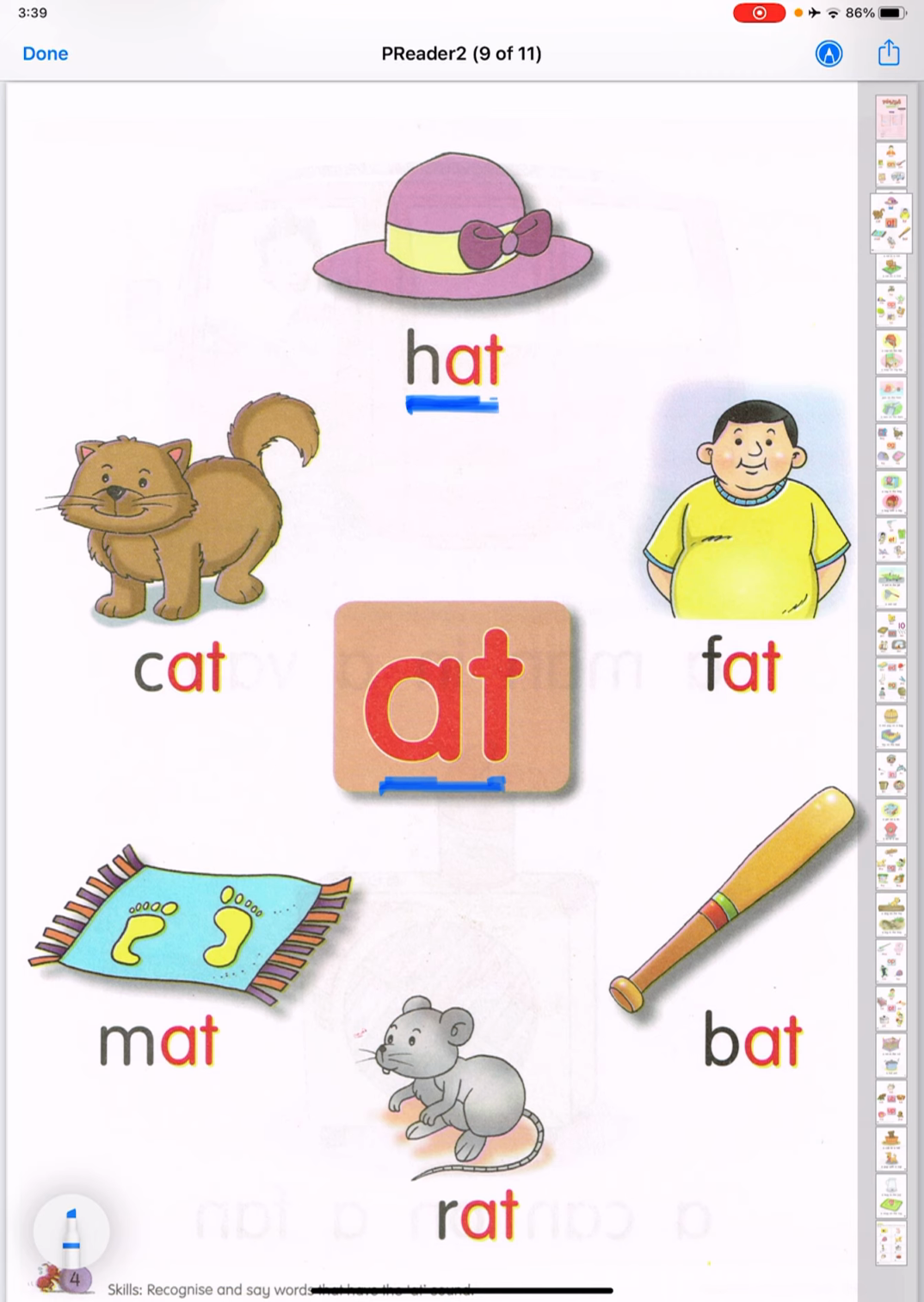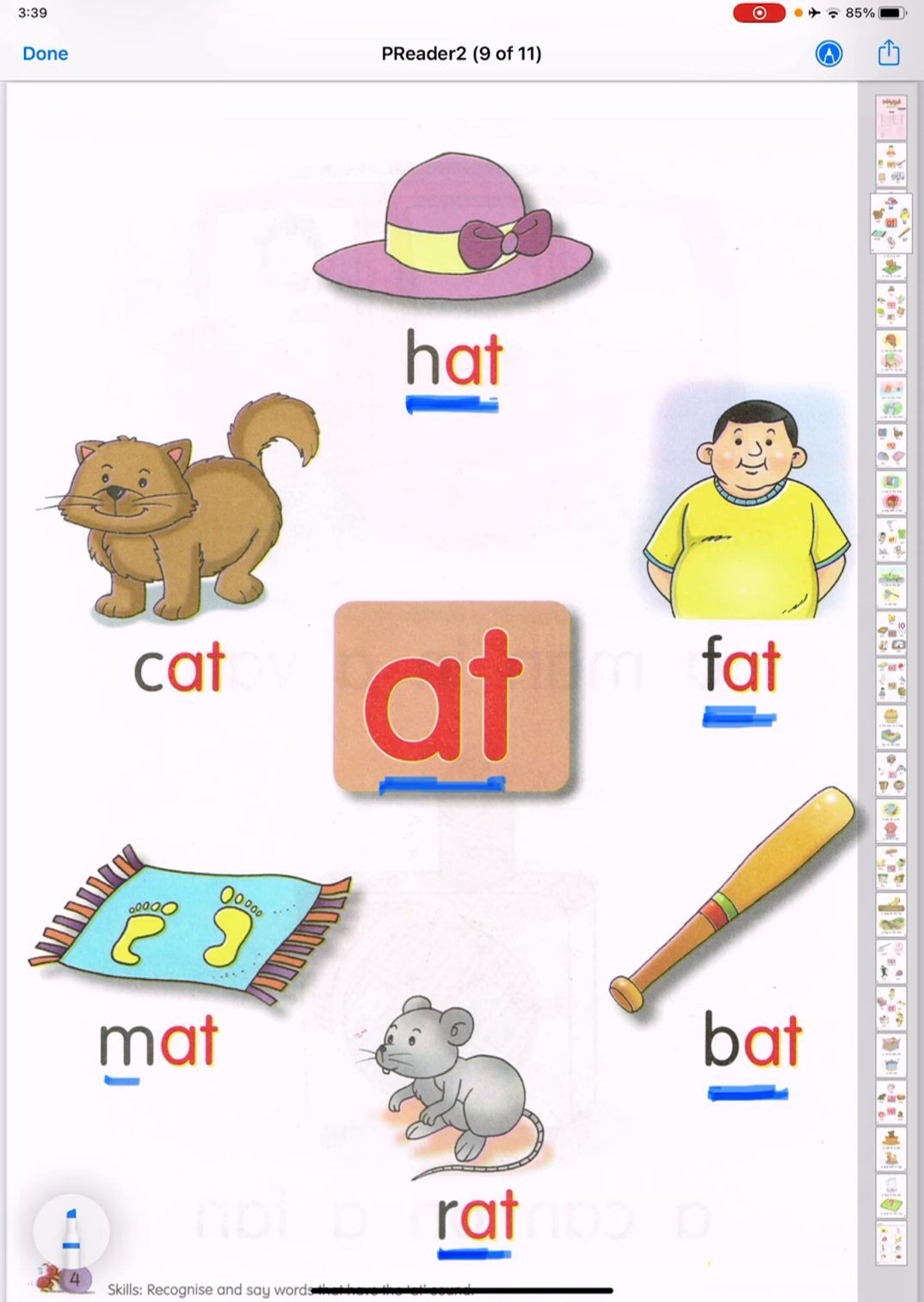hat. Next, we have F. Fat. Next, we have B as in B. Bat. Next, we have R as in R. Rat. Next, we have M.